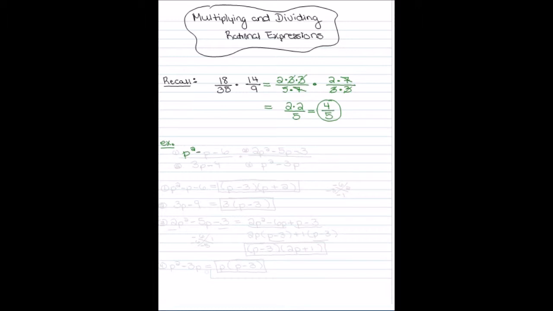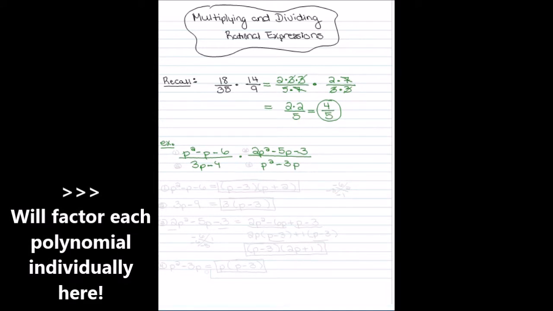So let's take a look at a rational expression and approach it the same way. I have p squared minus p minus 6 over 3p minus 9, times 2p squared minus 5p minus 3 over p squared minus 3p. So since we have a lot of polynomials in both of these rational expressions, let's take this one step at a time.